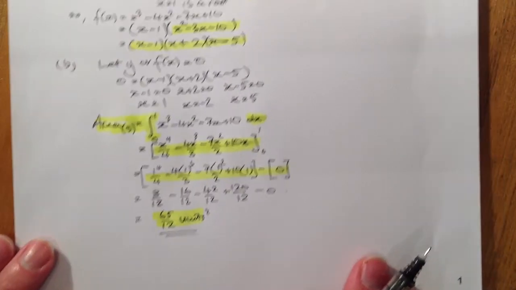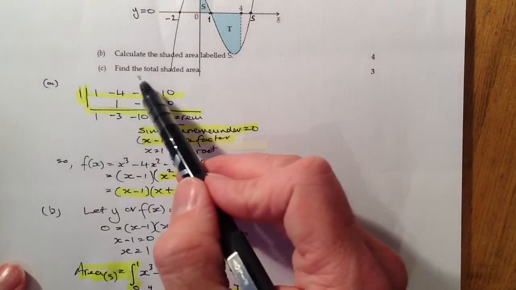Right, so part C is next. And what I've got to do here is to find the total shaded area.